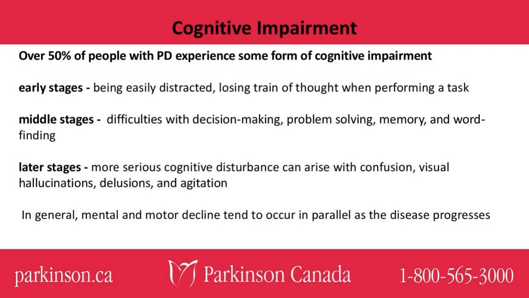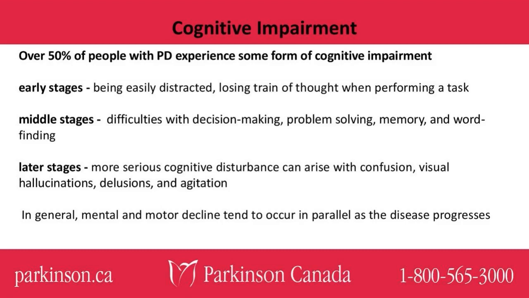And this could be really no different than many of us as we age, where we go into a room and we forget why we went to the room, or we put the milk in the cupboard instead of the fridge. The middle stage is when people really start noticing more difficulties with decision making, problem solving, memory, and word finding. So even small decisions may become hard for people with Parkinson's. For example, going to a restaurant, having a large menu in front of you and not knowing what to order. One way to deal with that is actually offering people a couple of choices, like, would you rather have chicken or meat?